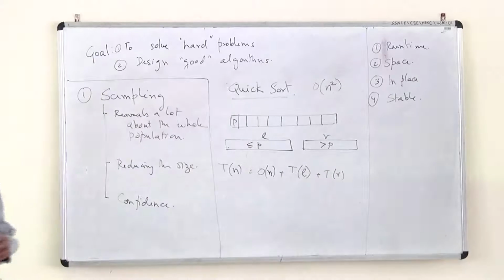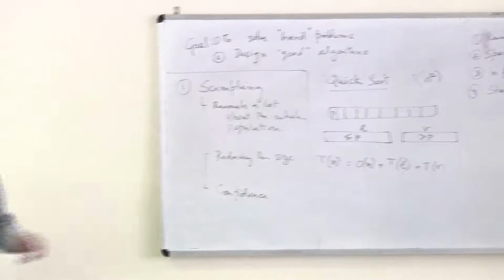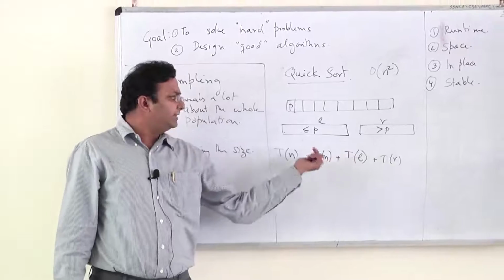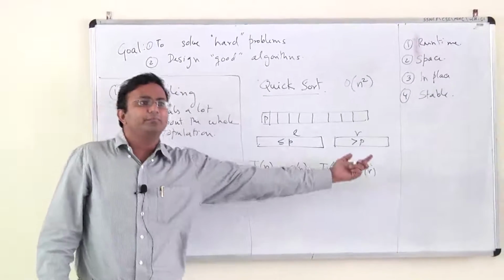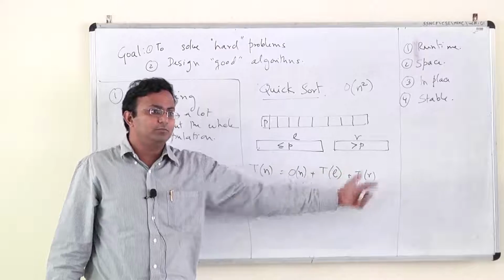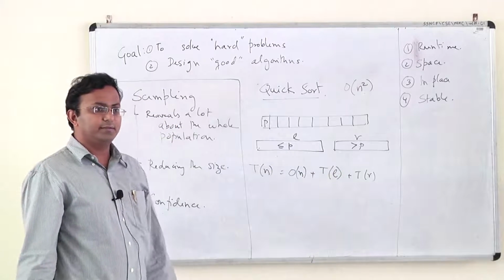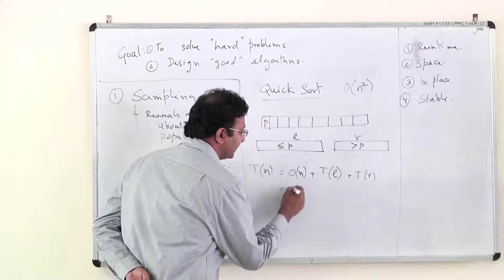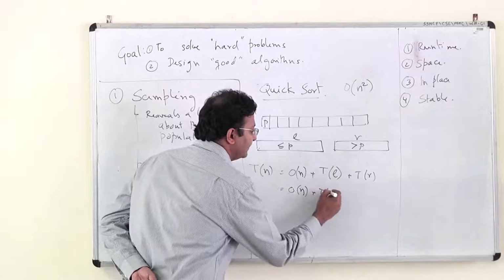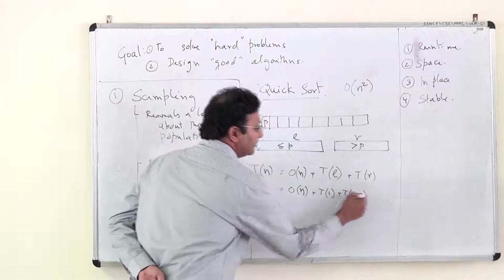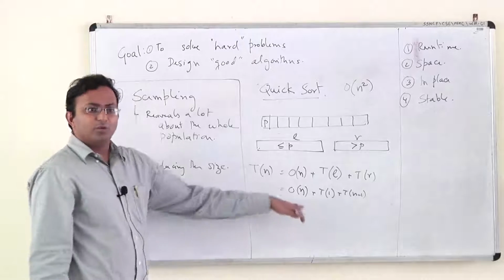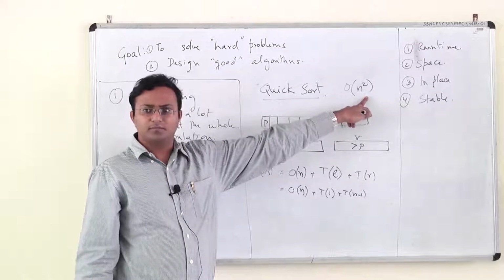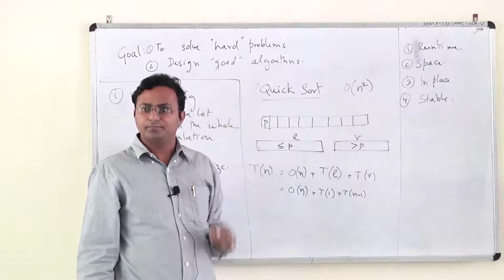The problem with quick sort is that L and R can be very unbalanced, meaning L can be 1 and R can be n minus 1. So in the worst case this ends up becoming order n plus T of 1 plus T of n minus 1. This is the worst case, and if you solve this recurrence, you get this complexity.